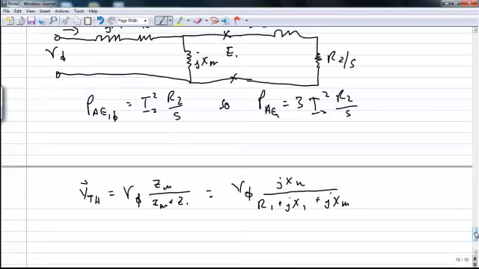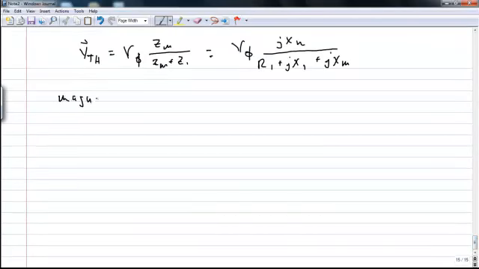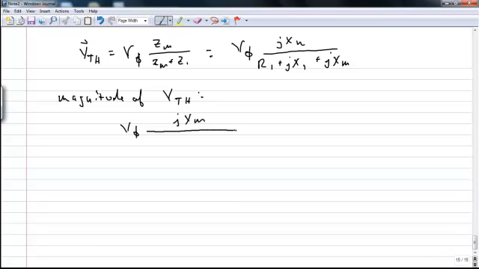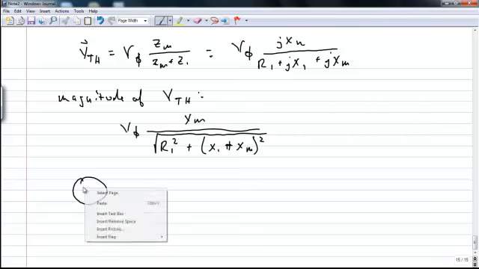The magnitude of the Thevenin voltage is simply V phi times XM divided by the square root of R1 squared plus X1 plus XM, that quantity squared. So I get the following.